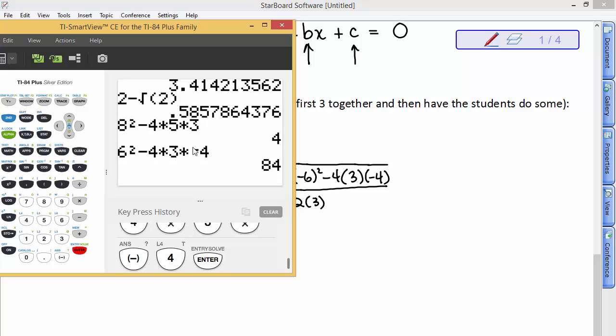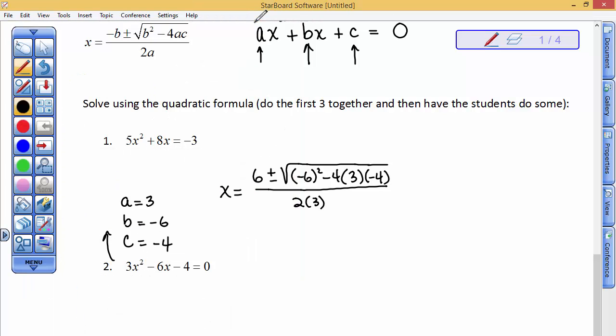It knows that this negative times this negative is going to be positive, so it knows this is 36, and this is 12 times 4, which is 48, and 36 plus 48 is this 84. So I have 6 plus or minus the square root of 84 all over 6. Whatever you do, don't cancel those 6. The 6 belongs to the square root of 84 too.